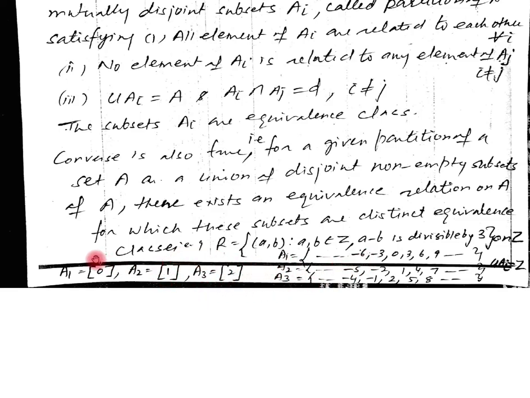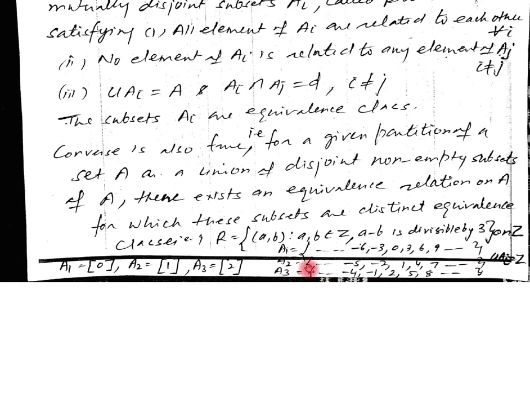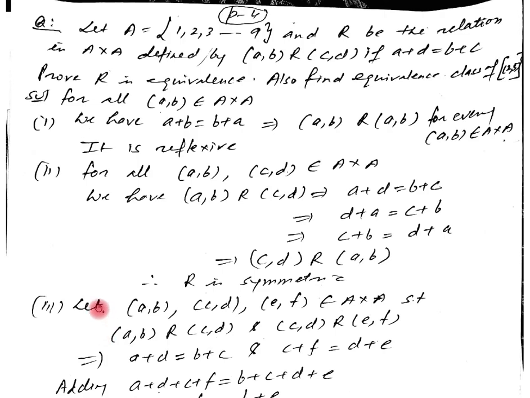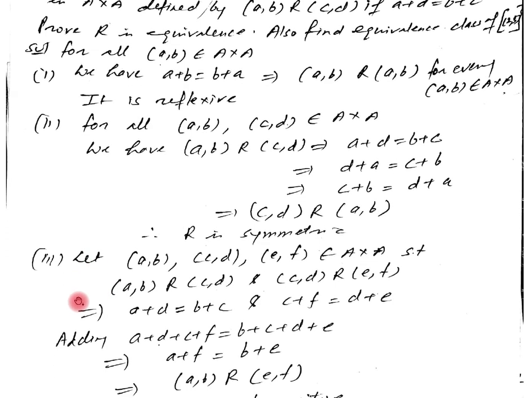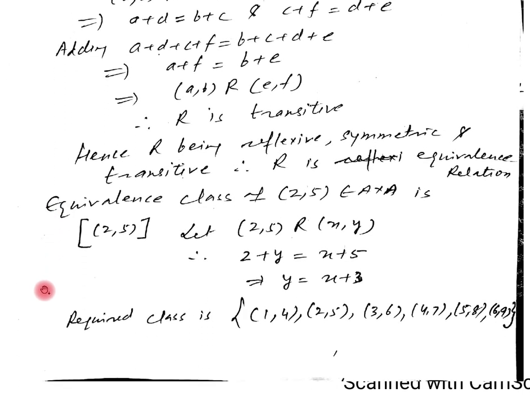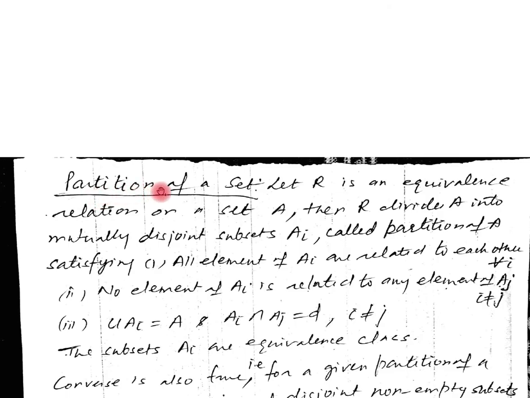So the first is the equivalence class of the element 0, the second is the equivalence class of the element 1, the third is the equivalence class of the element 2. And all these include all the integers. Therefore the union of A1, A2, A3, the union of Ai, must be equal to Z. Therefore, we can say it is the partition of the set.